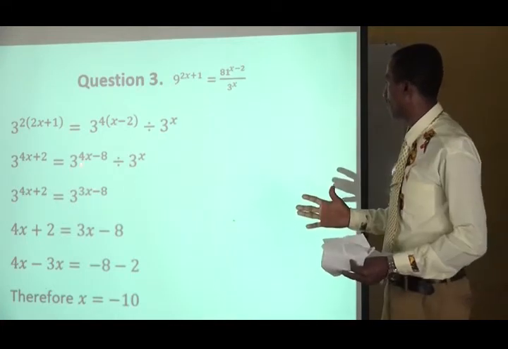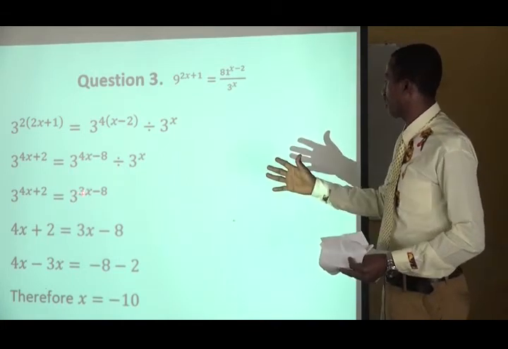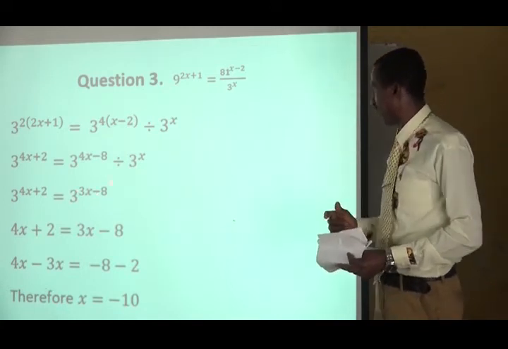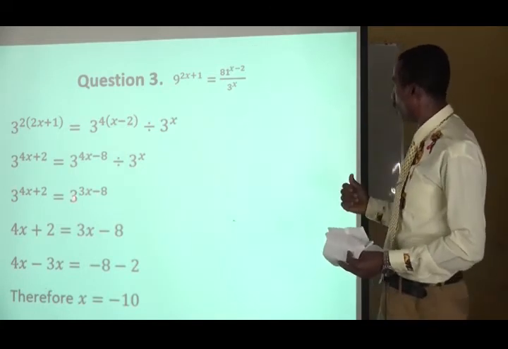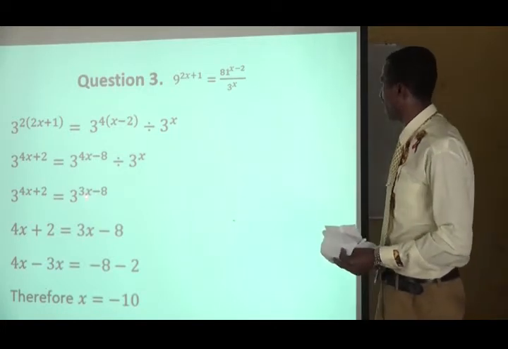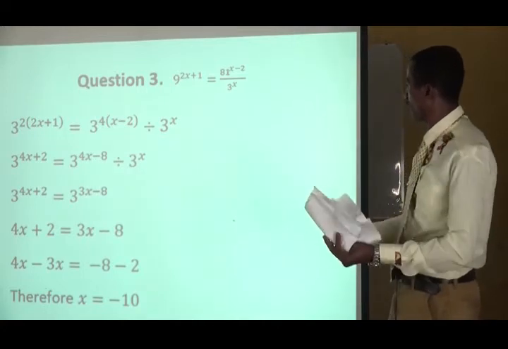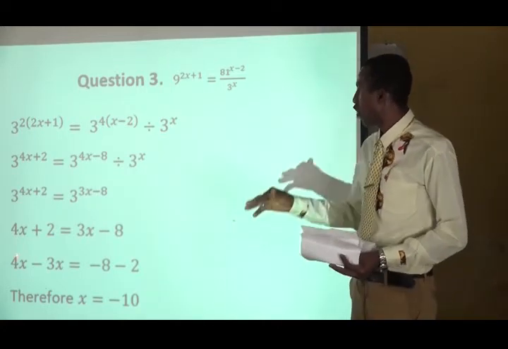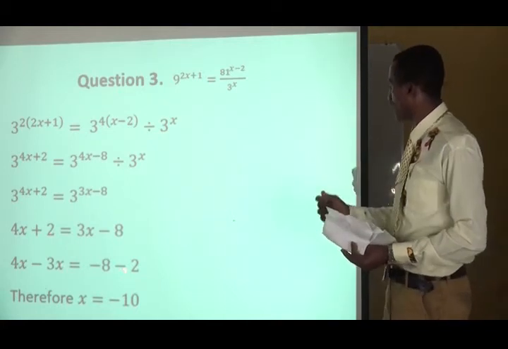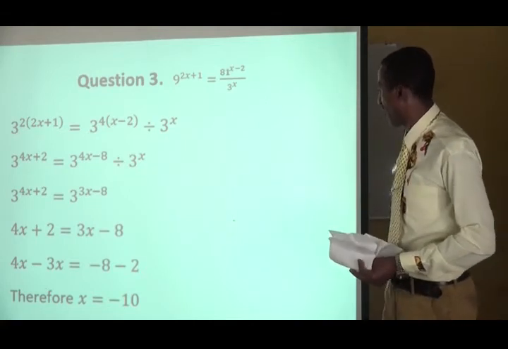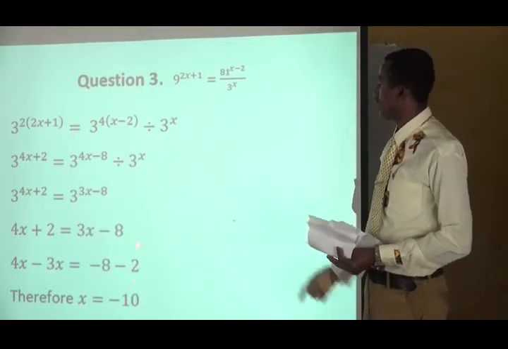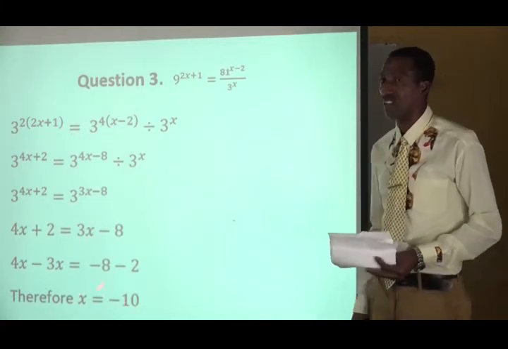And the equation now becomes 3 to the power of 4x plus 2, the left-hand side, and the right-hand side becomes 3 to the power of 3x minus 8. We can see that 3 and 3 is gone. We are left with 4x plus 2, that is the left, equals 3x minus 8, which is the right. So we have to collect the like terms. That becomes 4x minus 3x equals minus 8. When plus 2 crosses, that becomes minus 2. So 4x minus 3x gives us x, and minus 8 minus 2 gives us minus 10. So the value of x finally becomes minus 10.